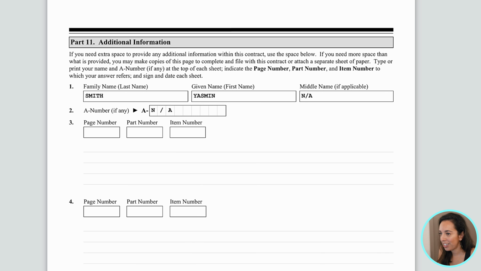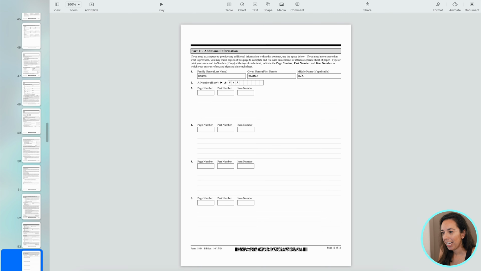We didn't need any additional space, but just remember to fill in question 1 with your name, as it is still part of the form, and you need to submit it along with your application, even if you didn't use the spaces. Now we will move on to the supporting evidence required for this form.